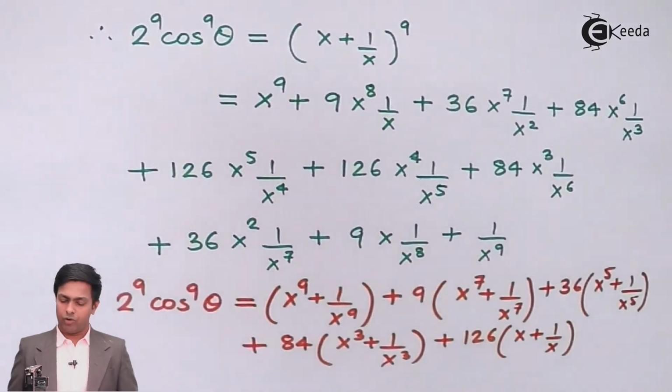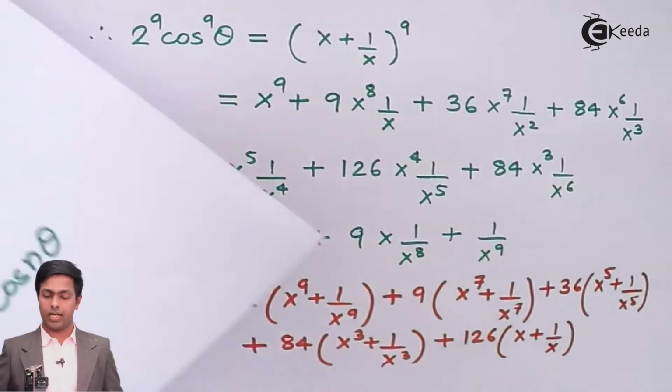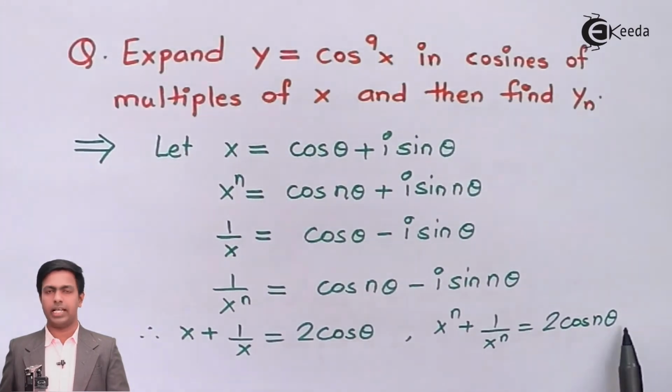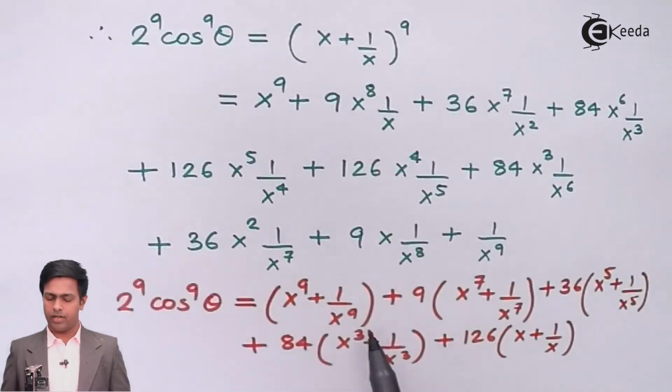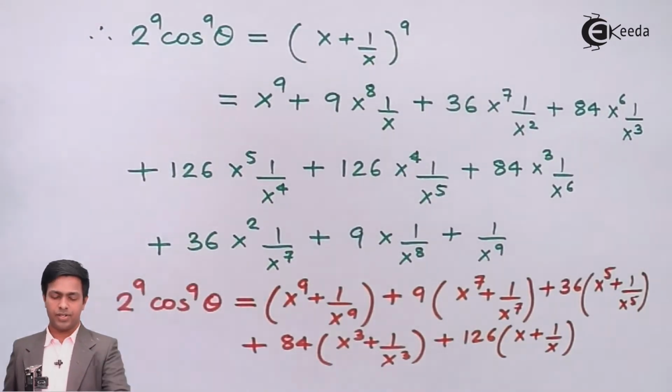Now guys, to find out the value of these terms, we will use the formula which we have derived on the last page. So x raised to n plus 1 upon x raised to n is 2 cos n theta. So by this formula here we will get 2 cos 9 theta, 2 cos 7 theta, 2 cos 5 theta, 2 cos 3 theta, and 2 cos theta. So we'll replace it by those terms.